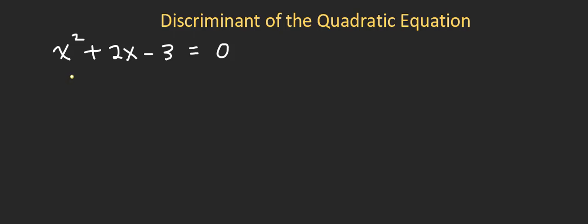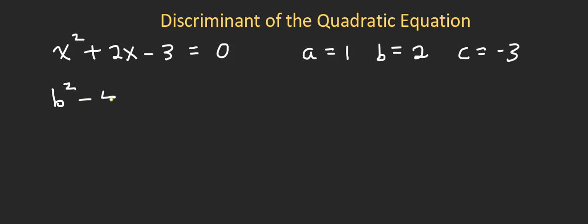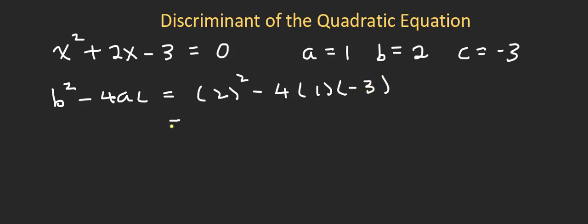Let's take a look at this example here. You got x squared plus 2x minus 3 is equal to 0. So a is 1, b is 2, and c is negative 3. So what is our discriminant? It's going to be quantity 2 squared minus 4ac, which is going to be 4 plus 12, which is going to be positive 16. So now our discriminant is greater than 0, positive.